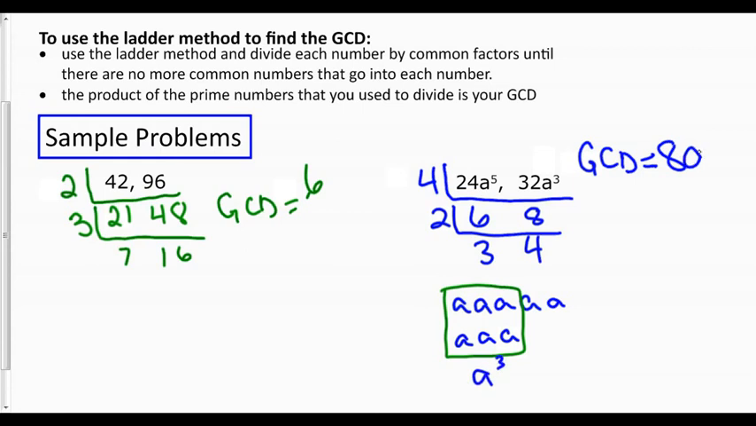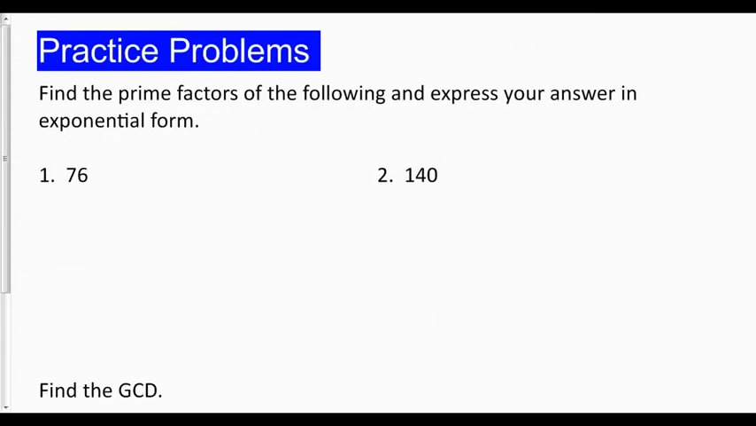So the way I'll write my final answer here, the greatest common divisor of 24a to the 5th and 32a to the 3rd, the largest number that will divide into both of those evenly, is going to be 8a to the 3rd. Okay, here are some problems for you to practice. Please solve them and then see if you get the same answers I do.